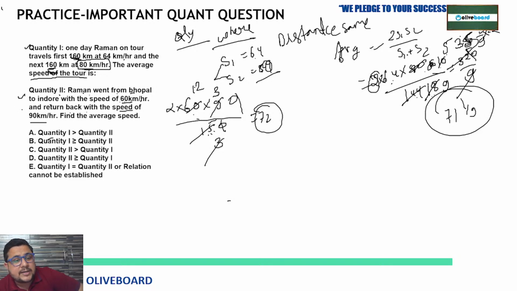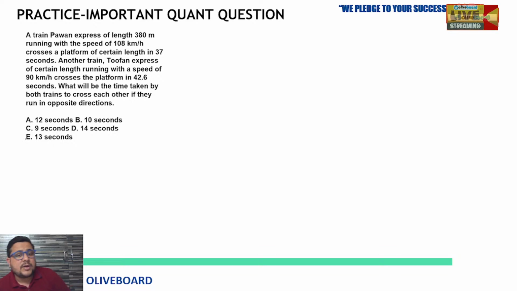So which one is greater? Quantity 2 is greater than quantity 1. That is going to be the answer. Option C. Very good, Krishna. What about others? You got the same one or not?